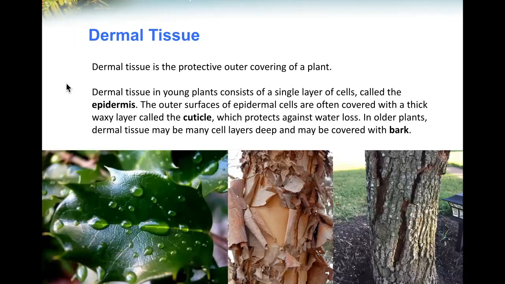Dermal tissue is the protective outer covering of the plant. Dermal tissue in young plants consists of a single layer of cells called the epidermis. The outer surface of the epidermal cells is often covered with a thick, waxy layer called the cuticle, which protects against water loss. In older plants, dermal tissue may have many cell layers and may be covered with bark.